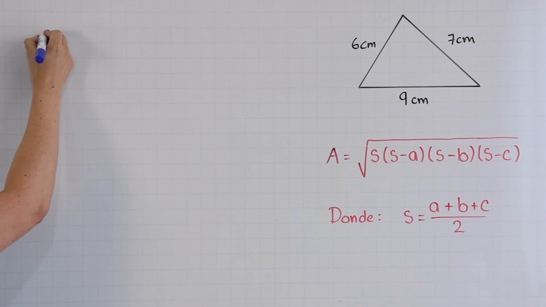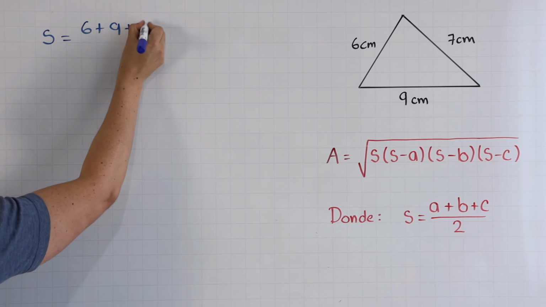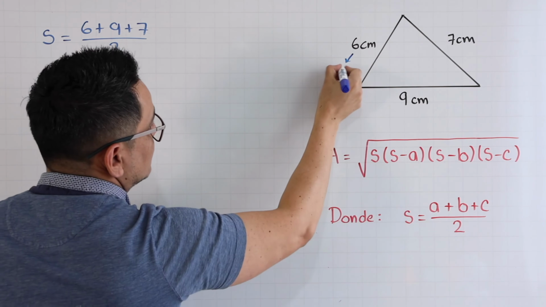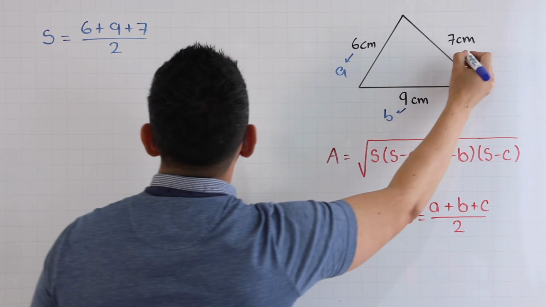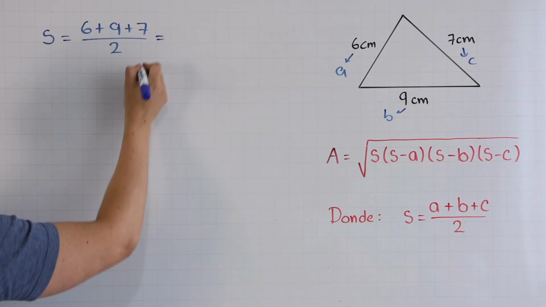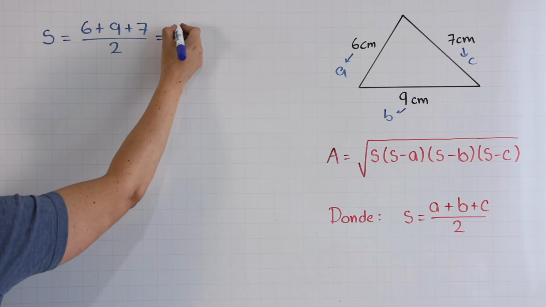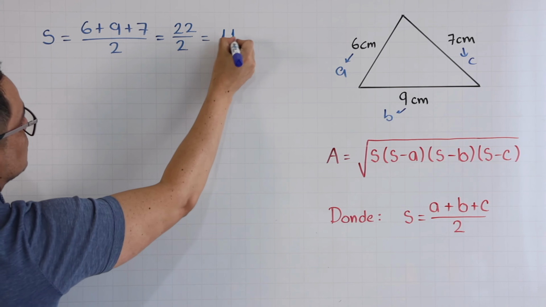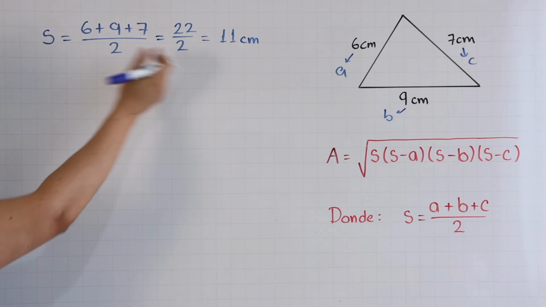We start by calculating the semi-perimeter. So, I would have 6 plus 9 plus 7, and this has to be divided by 2. Well, I didn't write it down, but I'm saying that this is A, this is B, and this is C, right? It doesn't matter, because in the end, I'm adding 6 plus 9 is 15, and plus 7 is 22. So I end up with 22 divided by 2, which is 11. And the result in this case will be in centimeters, since we're talking about a semi-perimeter.